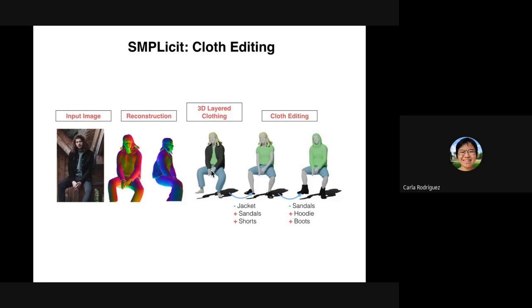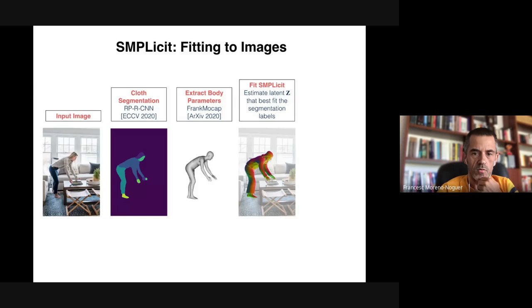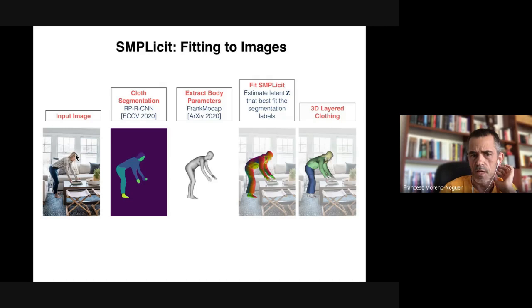So what I tried to explain here, right? Let's say that we have this input image and we want to do the 3D reconstruction. So first, what we do is apply a cloth segmentation. So we split this image into different regions, and the different regions represent the hair, the face, the upper body cloth, and the lower body clothes, right? We also apply another algorithm to estimate the body shape, that's the Frank mocap. So these are off-the-shelf algorithms.